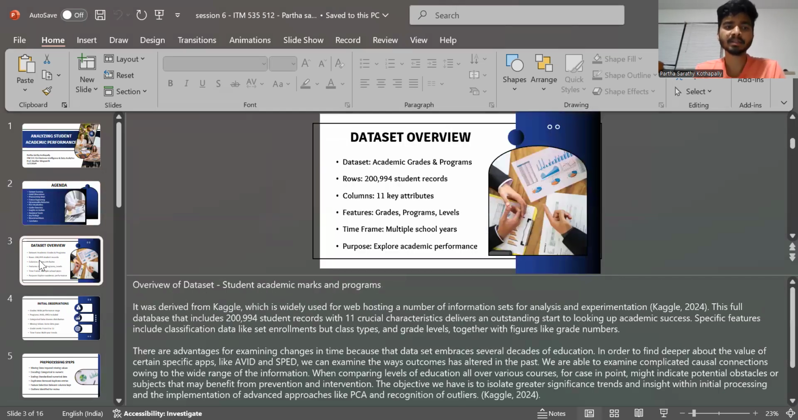So, data overview. Overview of the dataset: student academic marks and programs. It was derived from Kaggle, which is widely used for hosting a number of datasets for analysis and experimentation. This full database includes 2,994 student records with 11 crucial characteristics, delivering an outstanding start to looking into academic success. Specific features include categorical data like enrollments, class types and grade level, together with figures like grade numbers.